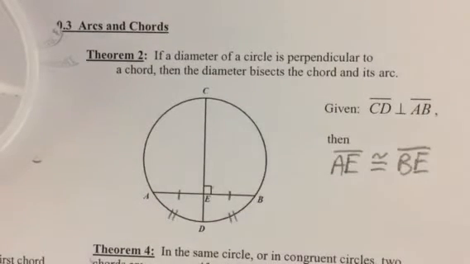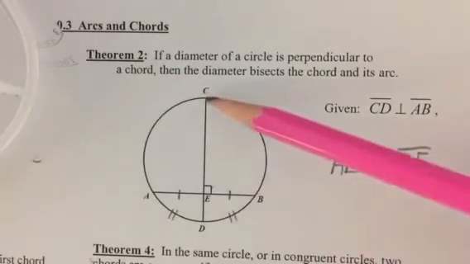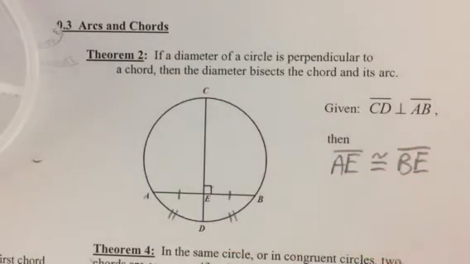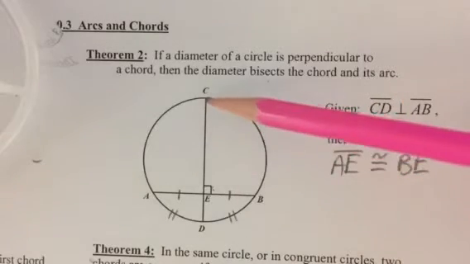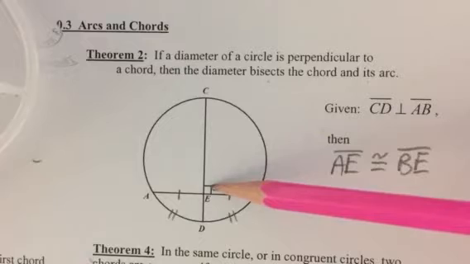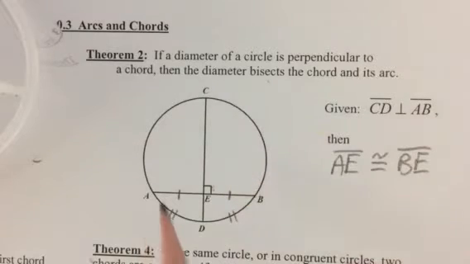All right, so this one says, if a diameter of a circle, which we've got right here, is perpendicular to a chord, here's my chord, then the diameter bisects the chord and its arc. So if we have a diameter and we know there's a right angle, it's perpendicular, then we can also conclude that it's bisecting this chord right here. So we would say then AE is congruent to BE. You could also say that the arcs would be congruent as well. You could say arc AD and arc BD would be congruent.